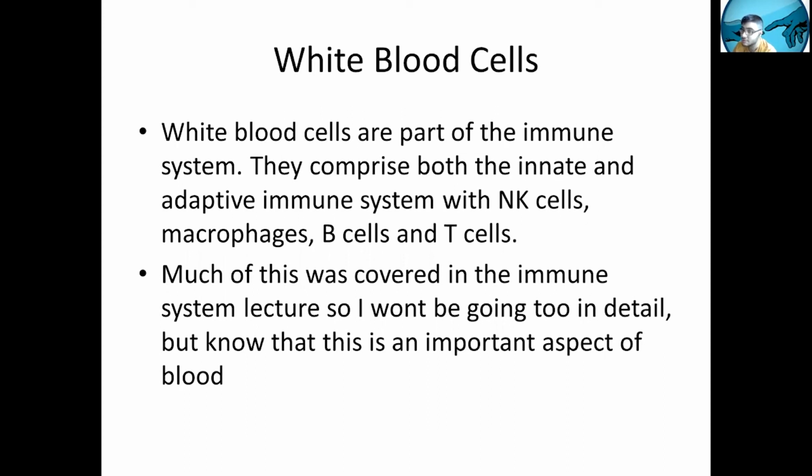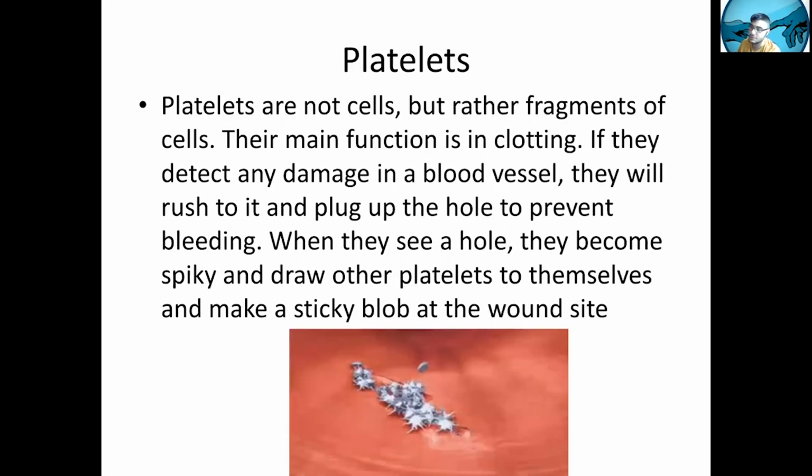Much of the white blood cell function in the immune system was covered in the immune system lecture, so I won't be going too much in detail, but know that this is one of the 3 aspects of the blood, and it's a very important aspect, right? Because you need an immune system. And if you were to, for example, have too many or too little white blood cells, it could be because of a problem in your blood. Just like if you had too much or too little red blood cells, you could have a problem with your bone marrow, or it could be some other problem, right? And that's why you go to see a doctor.